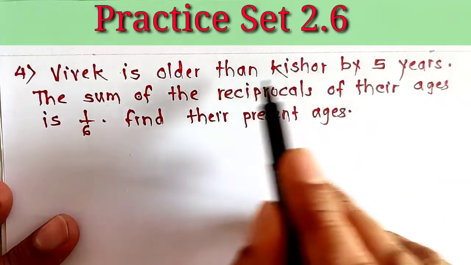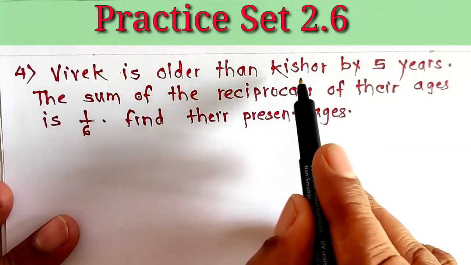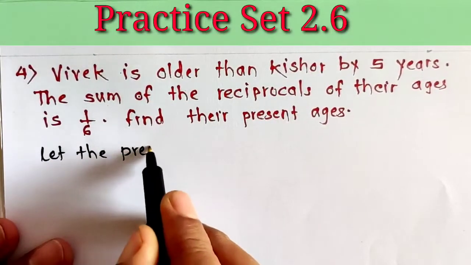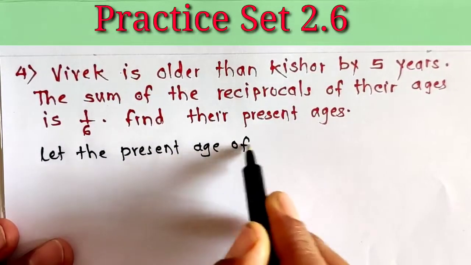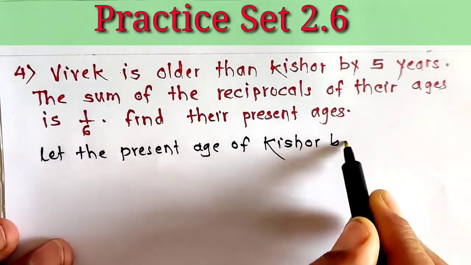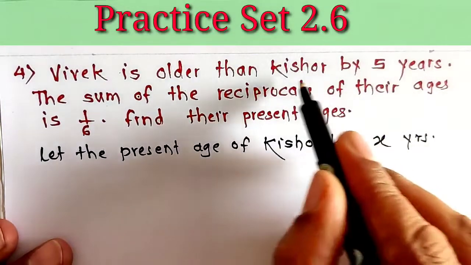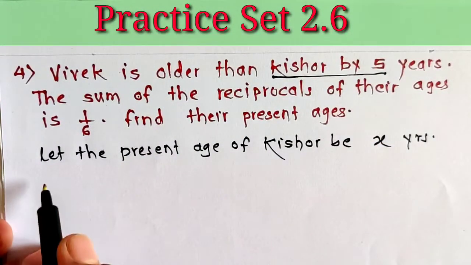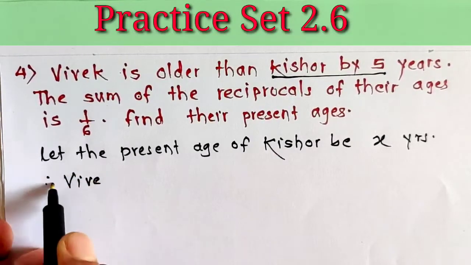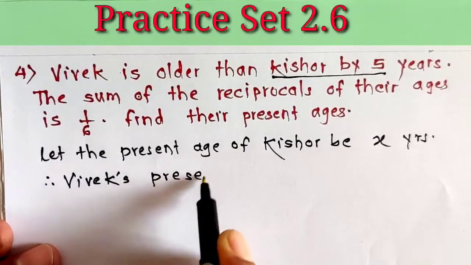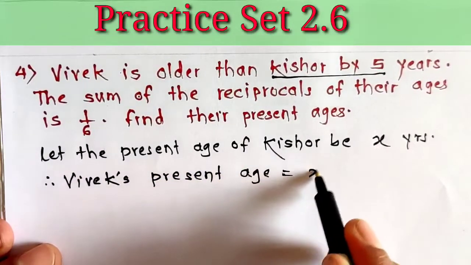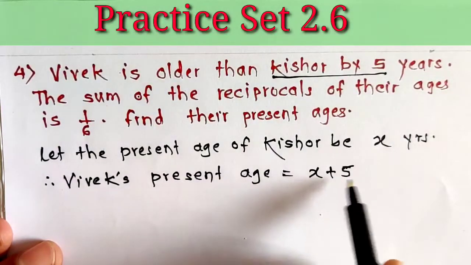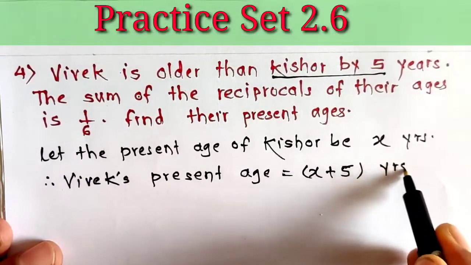The term which is after 'than', the age of Kishore, is after 'than'. So let the present age of Kishore be x years. If Kishore is x years old, then according to this condition Vivek is older than Kishore by 5. Older means bada. Therefore, Vivek's present age is equal to x plus 5. Whenever it is older or elder, add the number, and if younger, we have to subtract the number. So it is x plus 5 years.